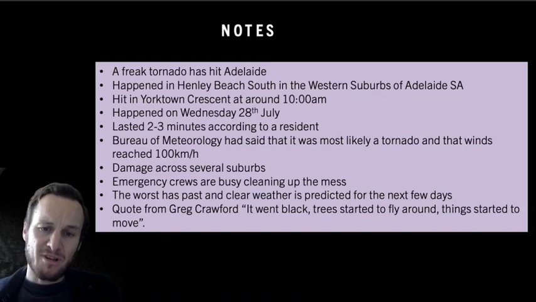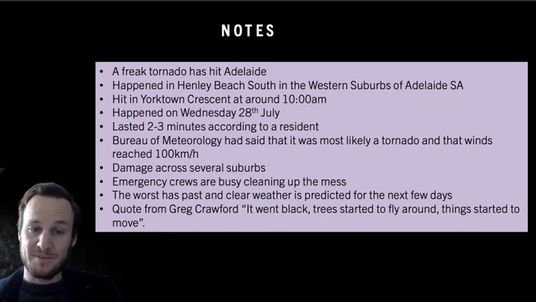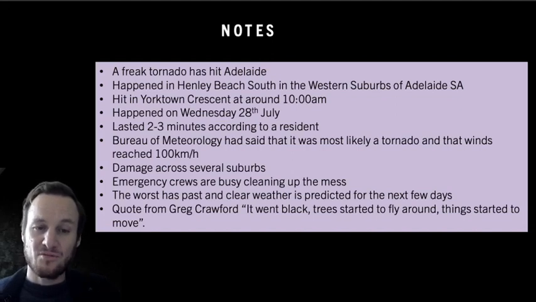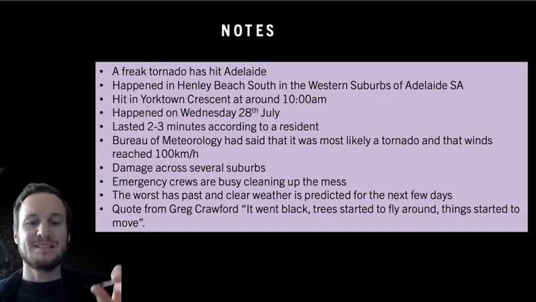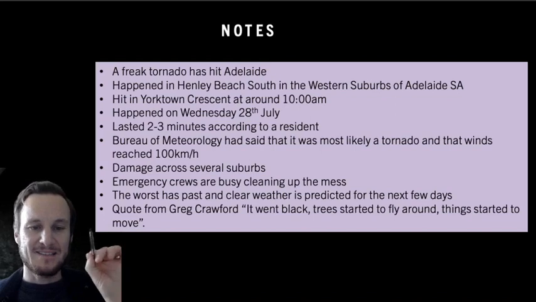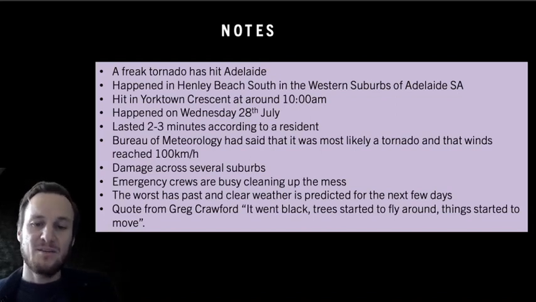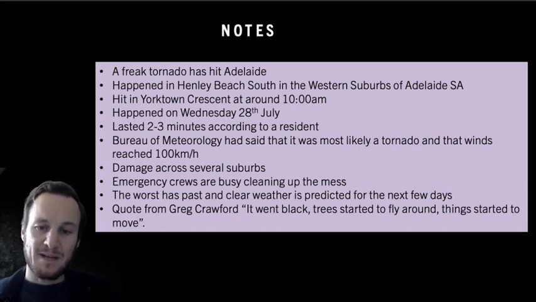One resident said it only lasted about 2 or 3 minutes. The Bureau of Meteorology has said that it was most likely a tornado and that winds had reached 100 kilometers an hour. It damaged several suburbs. The emergency crews are busy cleaning up the mess now. The worst has passed, sorry, I should say passed. And clear weather is predicted for the next few days. And my quote was from one of those men, Greg Crawford. It said his name down the bottom. It says it went black, trees started to fly around and things started to move.